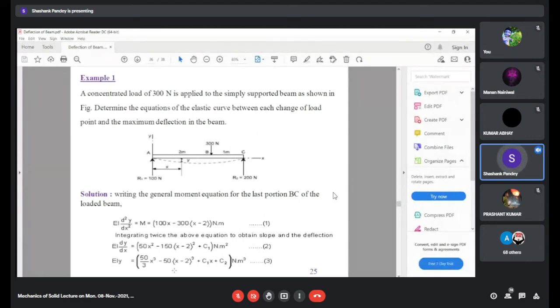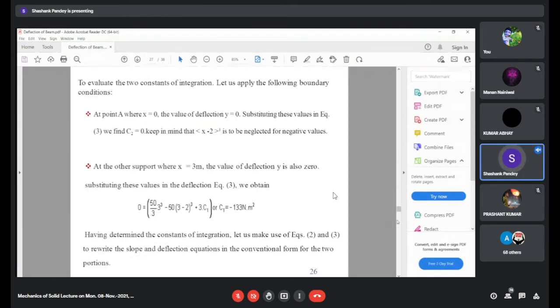Once you get this value 0, the next task is to determine the value of constant C1. We will use our second boundary condition, that is x equal to 3. If we are using this equation at x equal to 3, the term inside the bracket, x minus 2, is also valid here, because we are taking the full span of the beam. If we substitute x equal to 3 here, we will get the value of constant C1 as minus 133 Newton mm square.